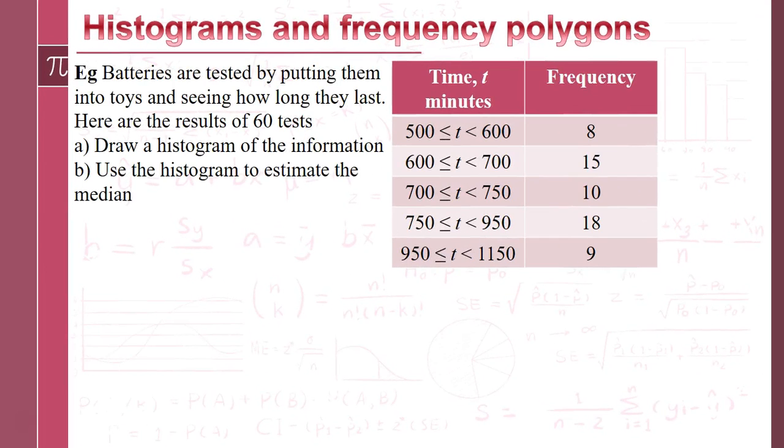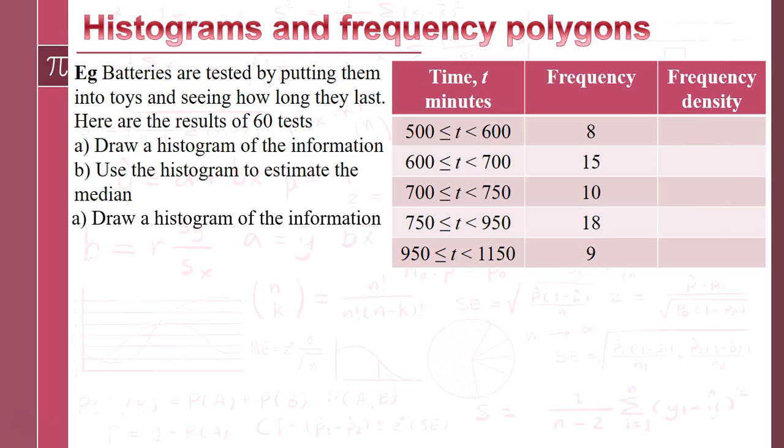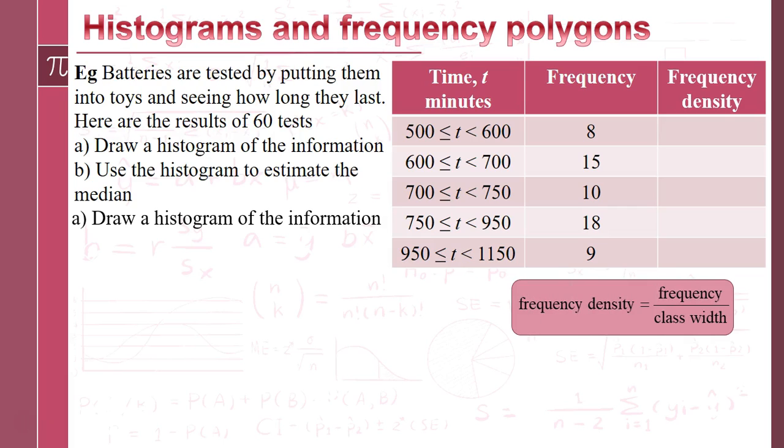So there we go. We've got some data here: the length of time batteries last in toys. So we've got time in minutes, and frequency. We want a histogram. So off we go. Frequency density is frequency divided by class width. To begin with, we've got 8, and the class width here clearly is 100. So we're doing 8 divided by 100. Here we've got 15 divided by 100. This one has a narrower class width, so we're doing 10 divided by 50, and so on and so forth, and we get those values there.